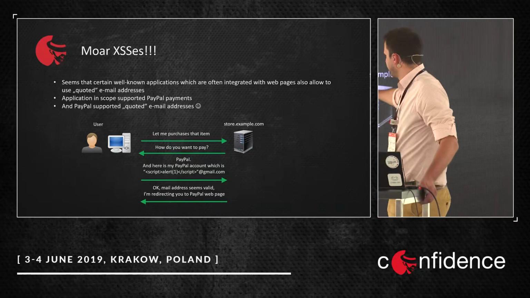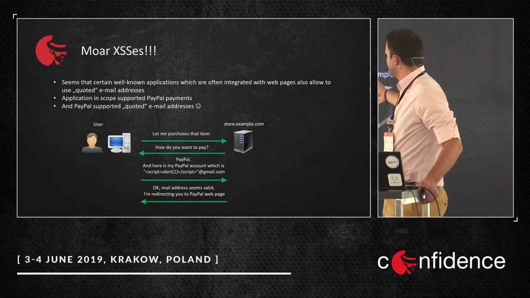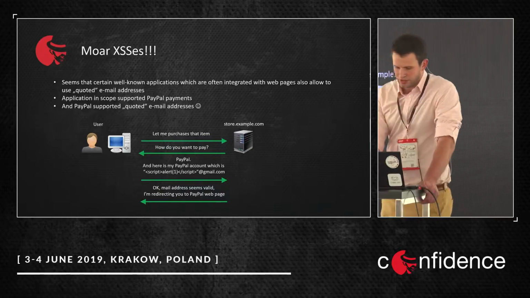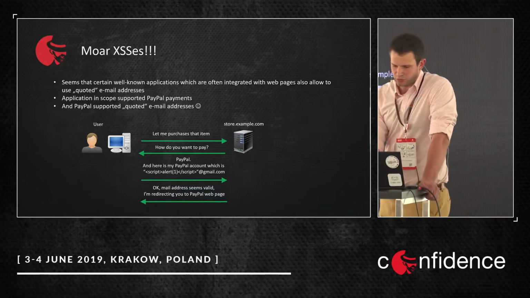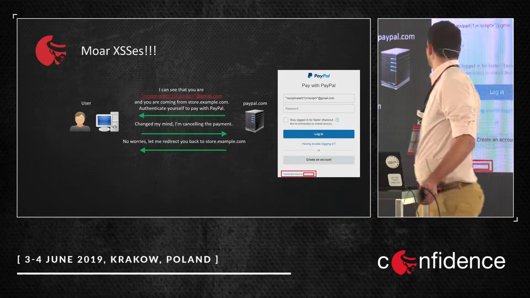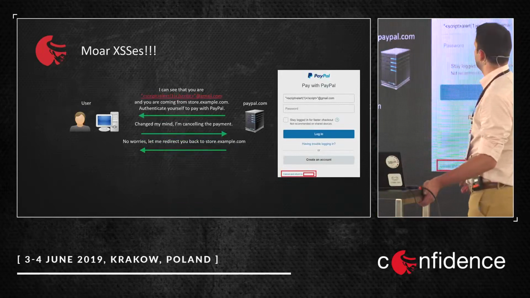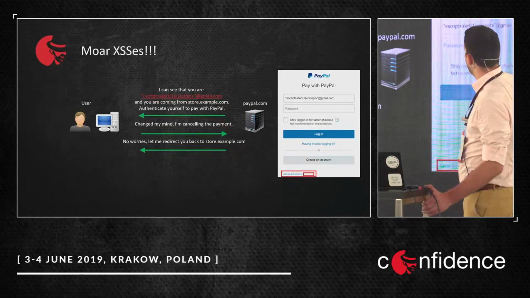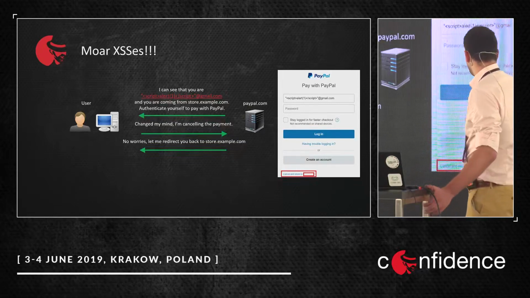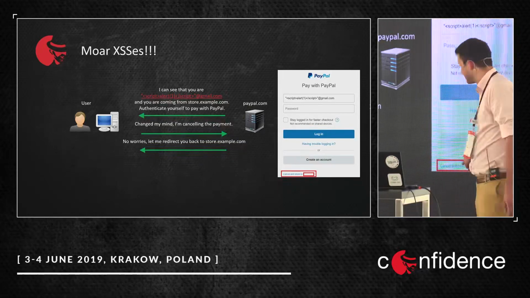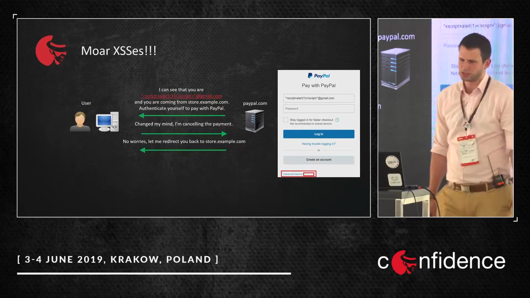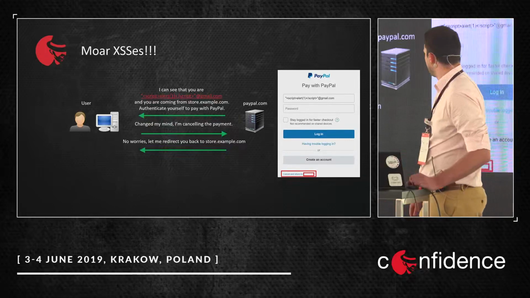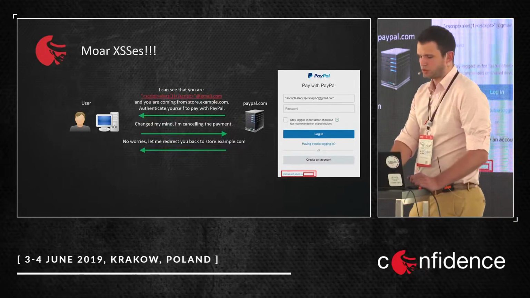So here is the flow. I wanted to purchase an item, then I decided to pay with my PayPal account, and the web server redirected me to a PayPal web page. So that's how it looks. I needed to authenticate with my PayPal account. However, I was able to press that little button, which says cancel and go back to store.example.com, and just not continue the transaction.